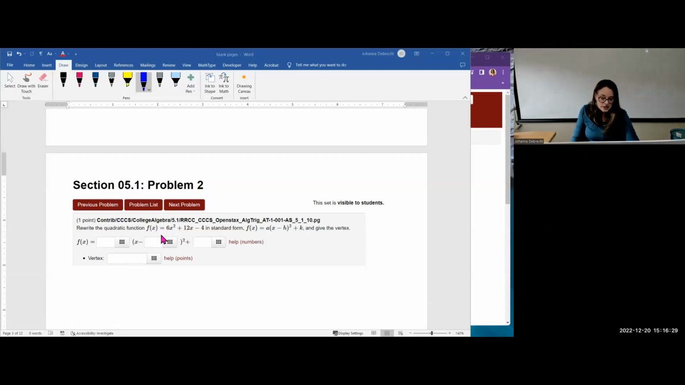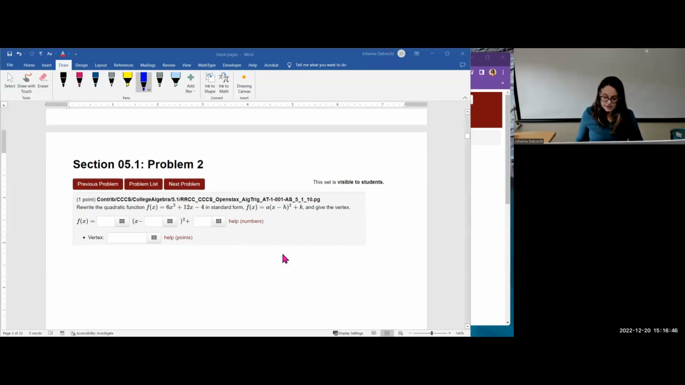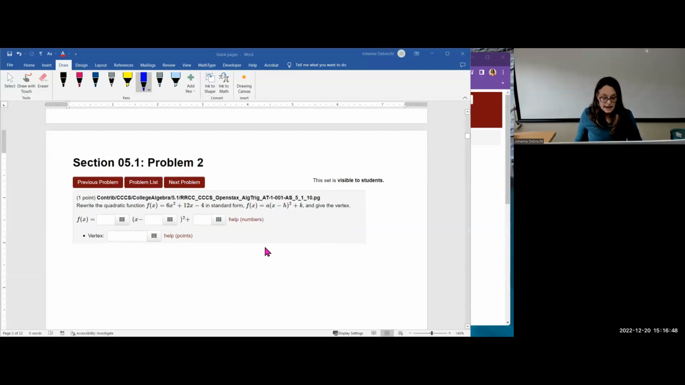But let's take a look now at this particular problem. We have f of x equals 6x squared plus 12x minus 4, and we want to put it in the standard vertex form, a times quantity x minus h squared plus k, where (h, k) gives the coordinates of the vertex, not negative h, just h.